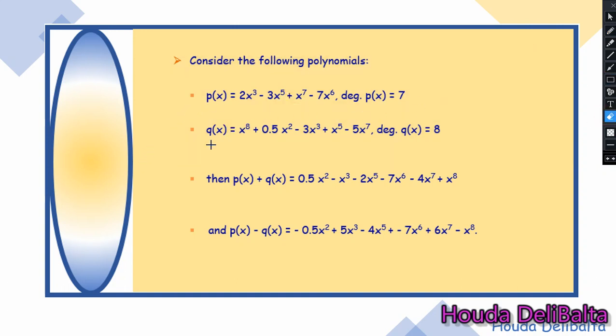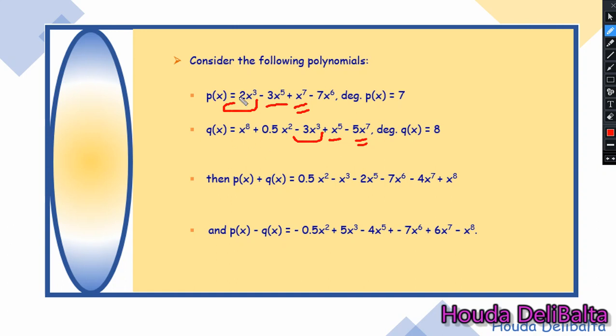Here I have p of x and here I have q of x, and I want to add them. So first of all, I have to collect the similar monomials. Here I have 2x cubed and here I have minus 3x cubed. Here I have minus 3x to the power 5 and here I have x to the power 5. Here I have x to the power 7 and here I have x to the power 7. Also, here I have x to the power 6, here I don't have it. Similarly, here I have x to the power 8, I have x squared, and here I don't have it. So these monomials are going to stay alone without being added to any other monomials.